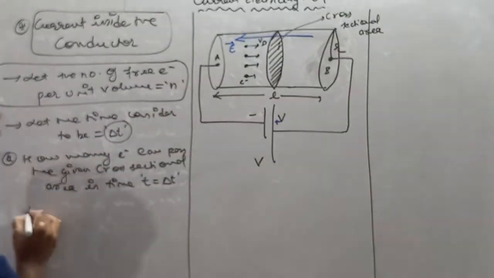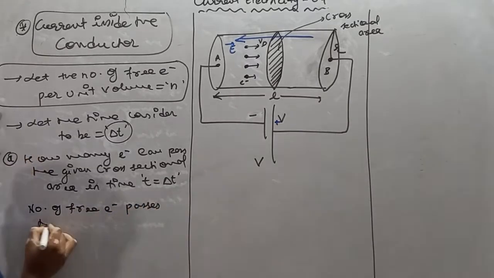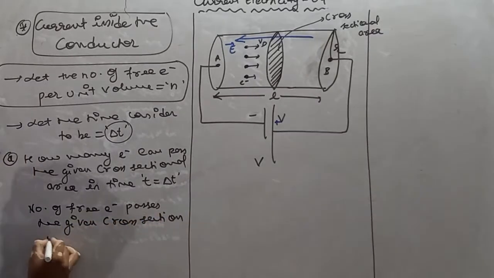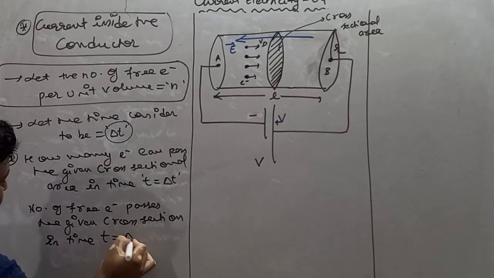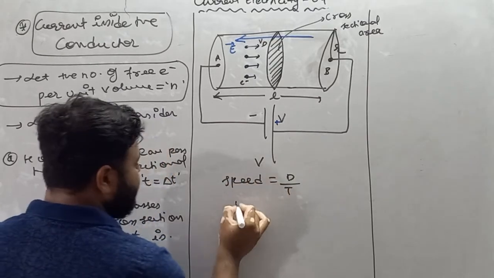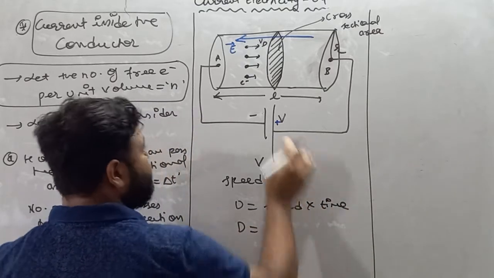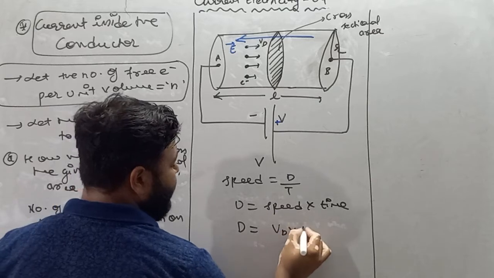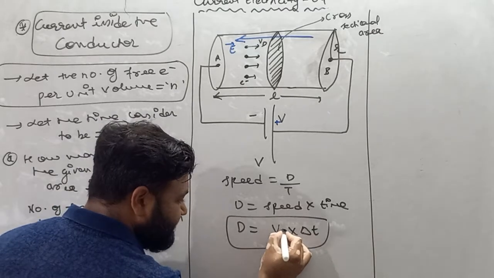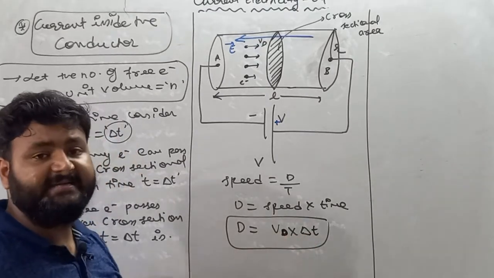So I'll write: number of free electrons passing the given cross section in time t equals delta t. We know that speed is equal to distance upon time, so distance is speed into time. The speed of all the free electrons is Vd and time is delta t. So the distance is Vd into delta t, where Vd is drift velocity and delta t is the time interval.